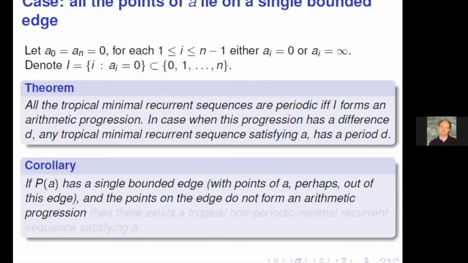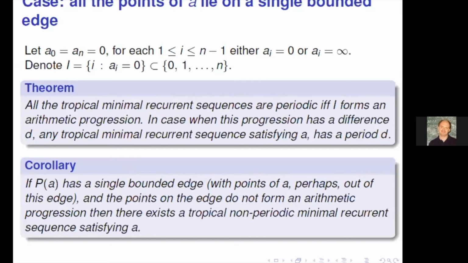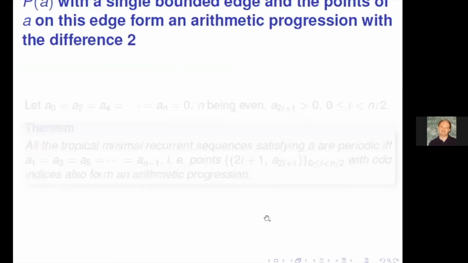Moreover, you can slightly extend this theorem when you now still have some points perhaps out of this edge, but still the points on the edge do not form an arithmetic progression. Then you can conclude that again you have a tropical non-periodic sequence, because the points of the Newton graph out of this edge do not influence these tropical non-periodic minimal recurrent sequences.